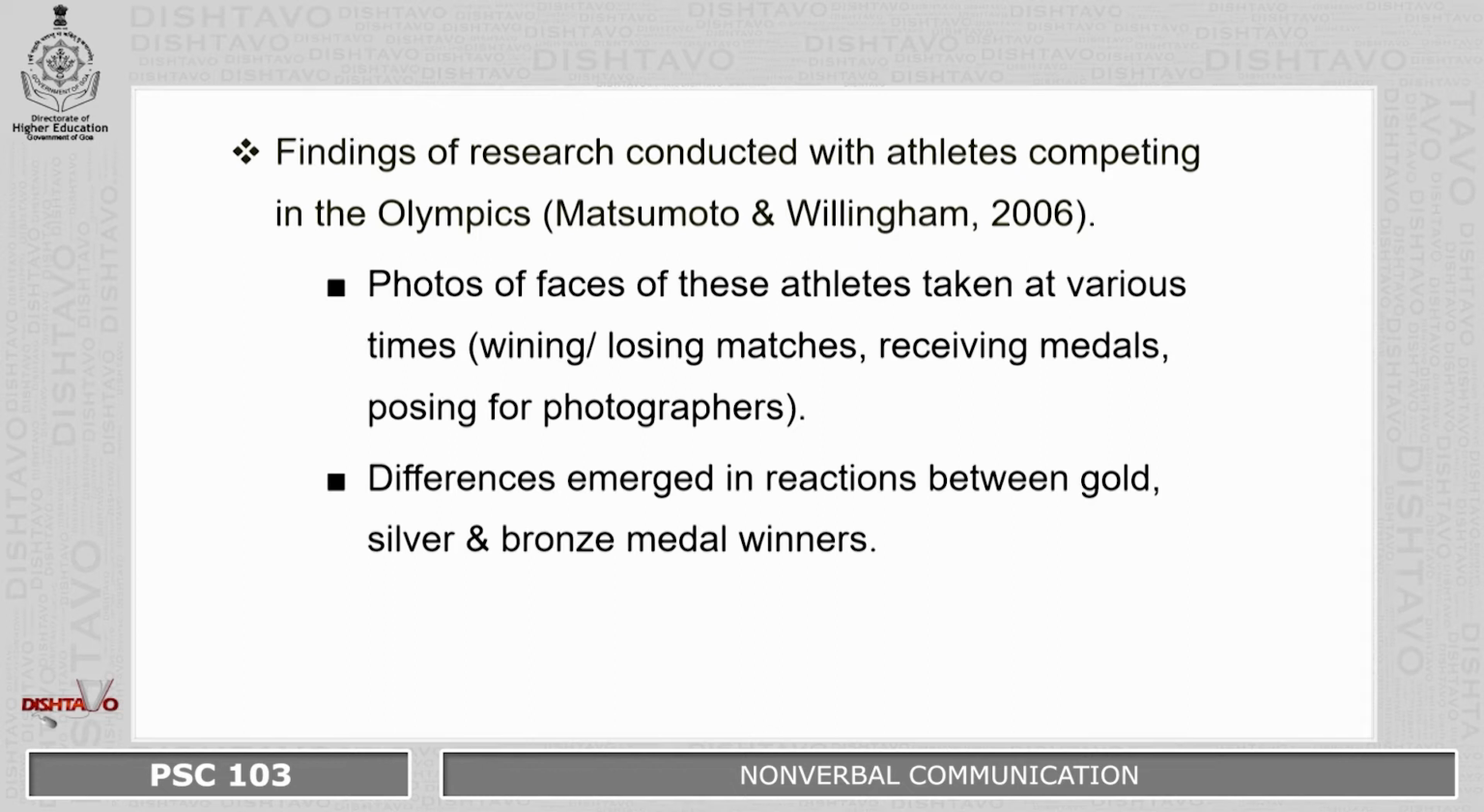What they found was that there are differences in the expressions shown between the gold, silver, and bronze medalists. When you compare these expressions, the gold and the bronze medalists had the widest of the smiles. They were smiling widely for the camera. Compare this to the silver medalist, who must be thinking in his or her head, if I had only worked a little harder, I would have got the gold medal. That is what was found in the study conducted by Matsumoto and his colleagues.